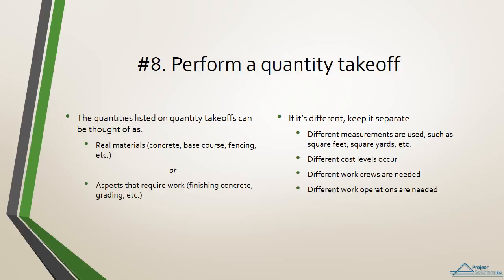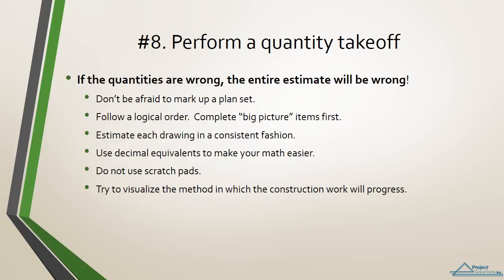The goal of the quantity survey is to name and separate the quantities of a project for one purpose, pricing them out. The materials and other cost elements must be separated in a logical format. Where should separation occur? If it's different, keep it separate. Good points of separation are when different measurements are used, such as square feet, square yards, etc. Different cost levels occur. Different work crews are needed, or different work operations are needed.